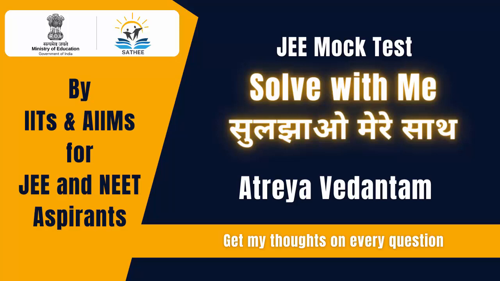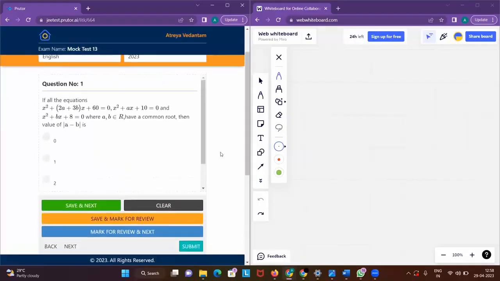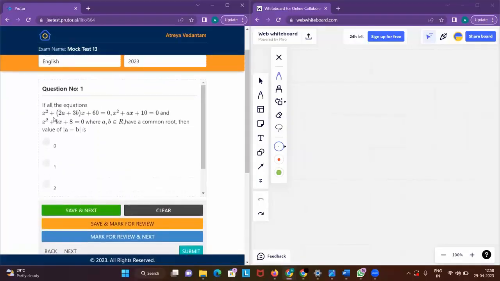So I'm going to solve the mathematics section now. So we'll see. Here you have the first question. If all the equations x squared plus (2a plus 3b) times x plus 60 is equal to 0, and x squared plus ax plus 10 is equal to 0, and x squared plus bx plus 8 is equal to 0, where a and b are real numbers, have a common root, then what is the value of the modulus of a minus b?